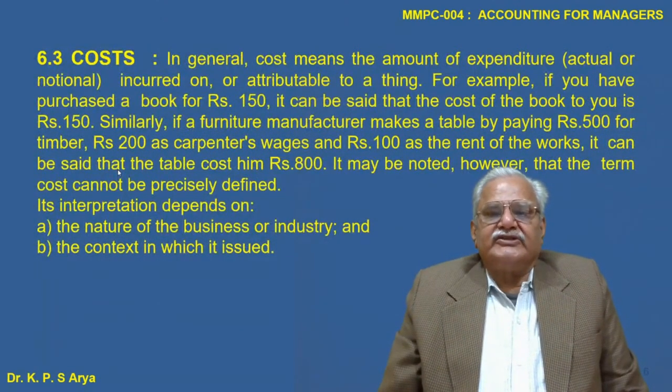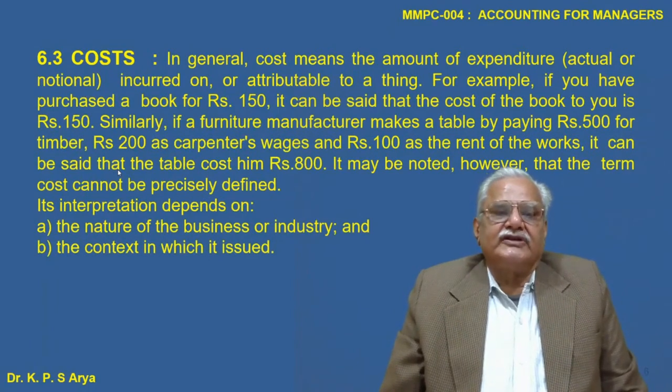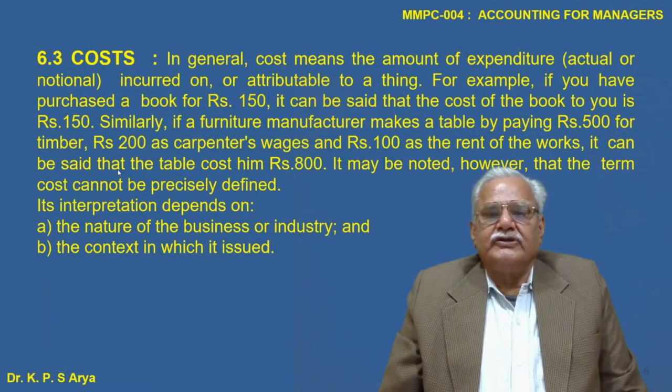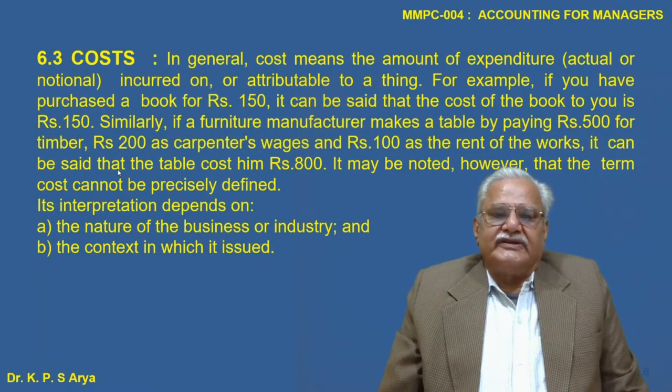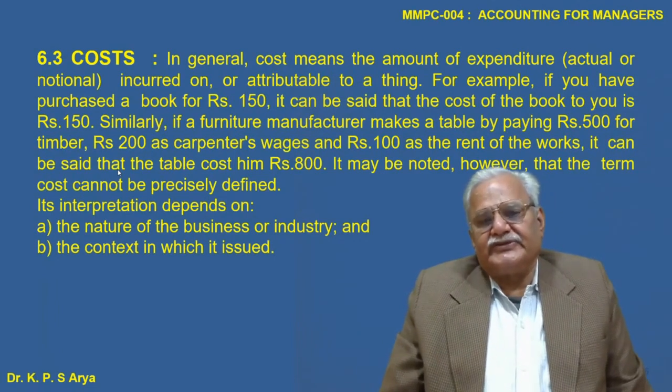In general, cost means the amount of expenditure, actual or notional, incurred on or attributed to a thing. For example, if you have purchased a book for rupees 150, then it can be said the cost of the book to you is rupees 150. Similarly, if you want to purchase furniture, then the cost of table wood is rupees 500, carpenter wages rupees 200, and 100 rupees for rent of work or transportation. Then it can be said that the cost of the table is rupees 800.